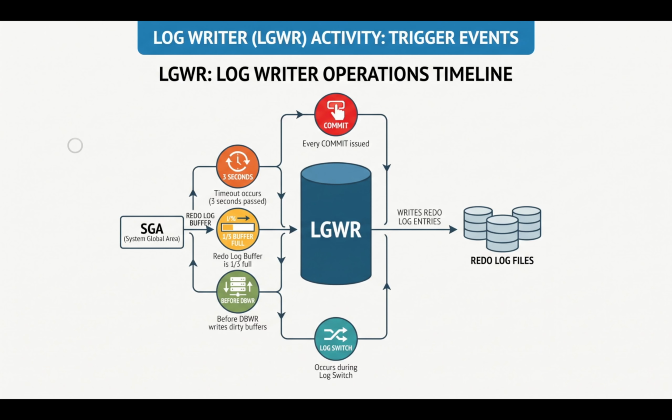Now, here's an important question. When does log writer actually write? One of the most important triggers is a commit. When a transaction commits, log writer writes the necessary redo information to the online redo log. But that's not the only time log writer writes. It also writes approximately every 3 seconds. It can write when the redo buffer becomes 1/3 full. It also writes before DB writer writes and during a log switch. So log writer isn't simply writing at random. Oracle has specific conditions that trigger the log writer process, and understanding these triggers helps us understand how Oracle protects our committed transactions.